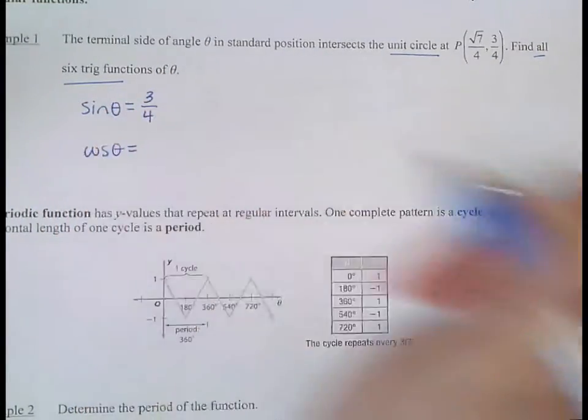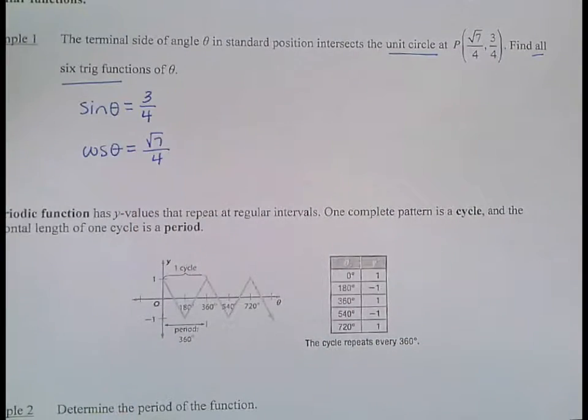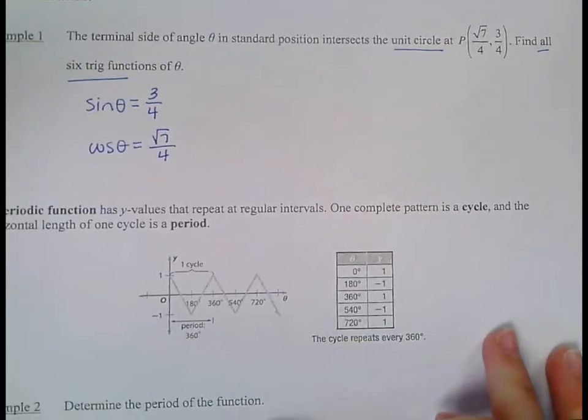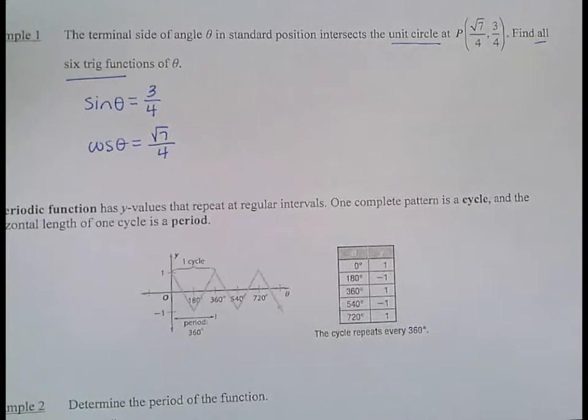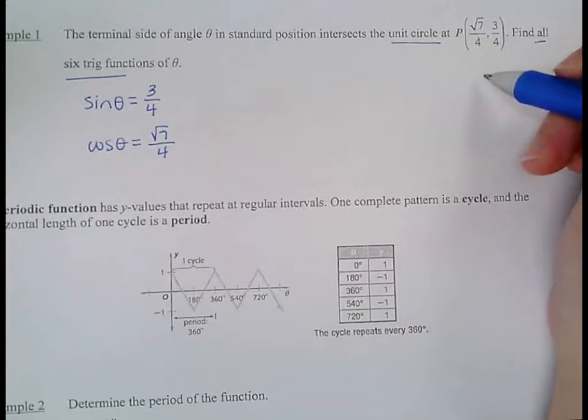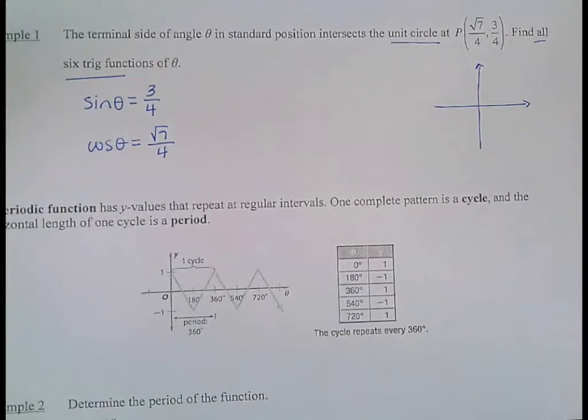Cosine of theta is equal to the x-coordinate, which is the square root of 7 over 4. And then use this information to find the other 4 trig functions. One thing that I want to point out with this type of problem is for you to think about which quadrant this point falls in, quadrant 1, 2, 3, or 4, and then in each quadrant, what trig functions are positive.